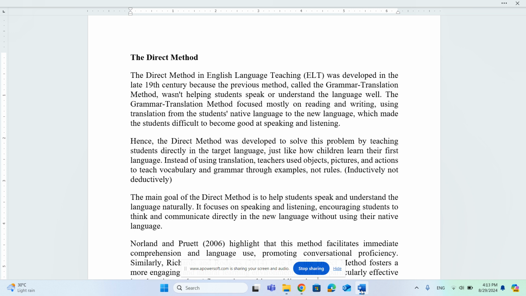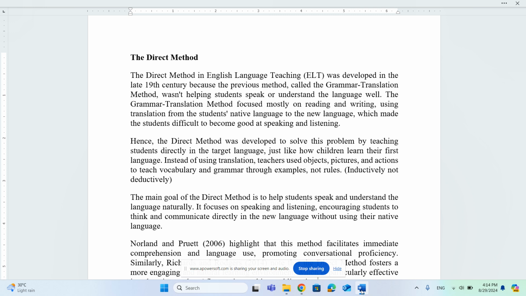Suppose you have to teach walking. The word is walking or walk. Then you don't say walk means hindu. Unlike the grammar translation method, what you do is show the action. You walk from one corner to another corner of the classroom. Then you say, this is walking. So this is the way of teaching vocabulary with the help of the direct method.